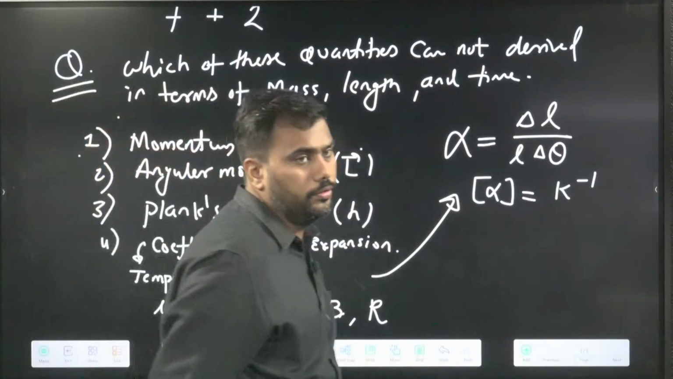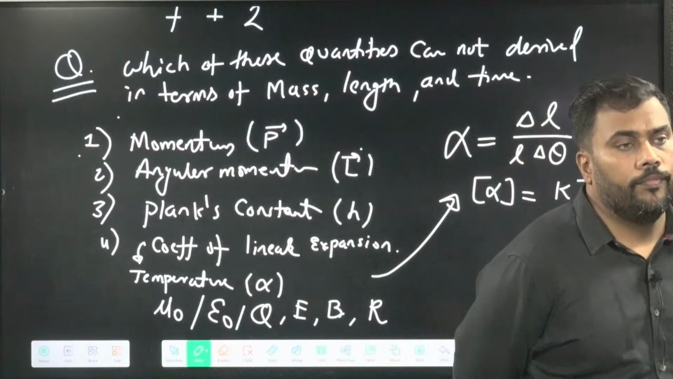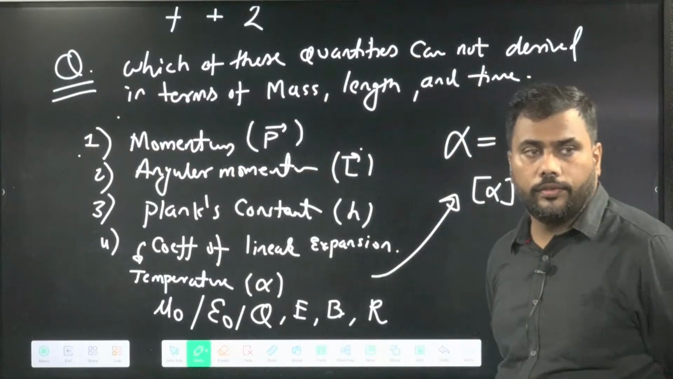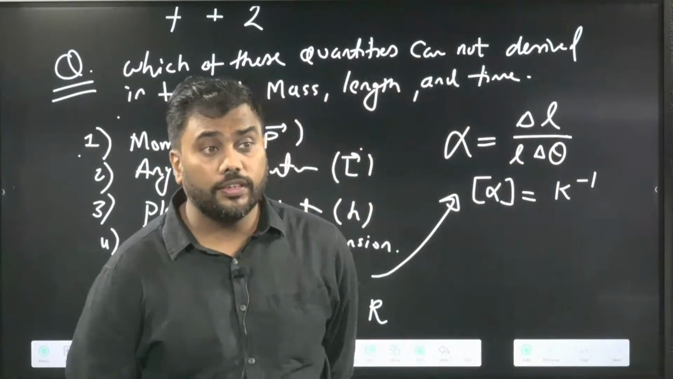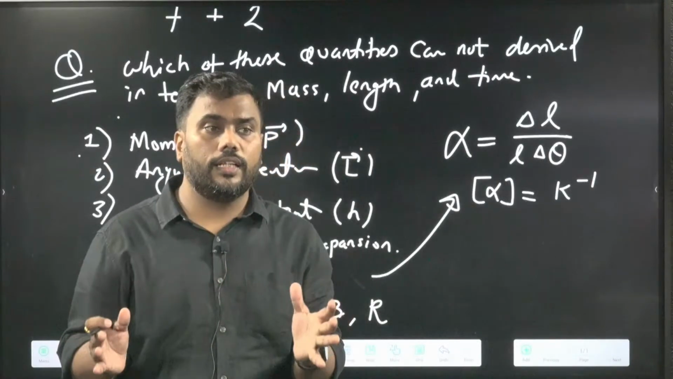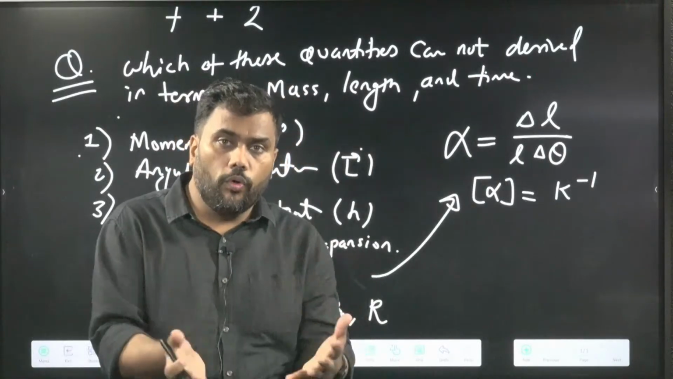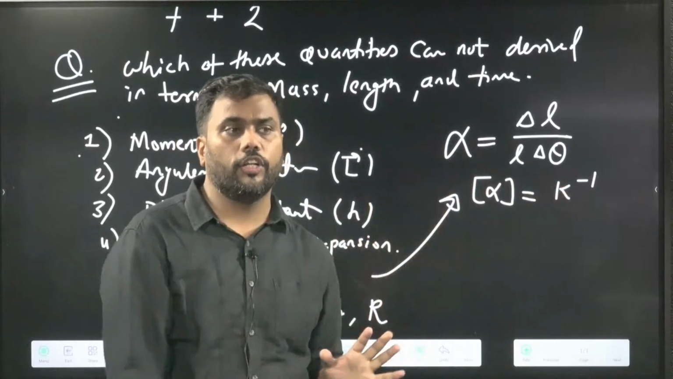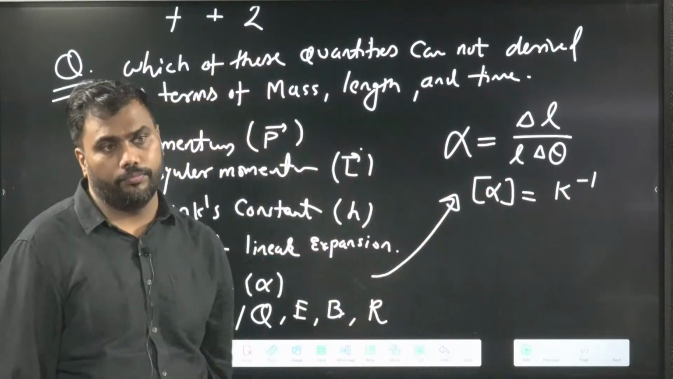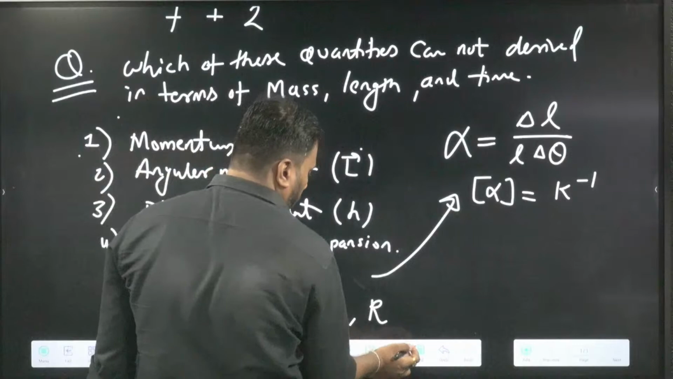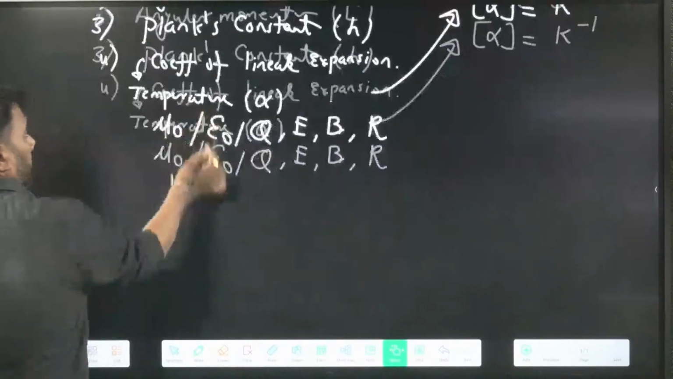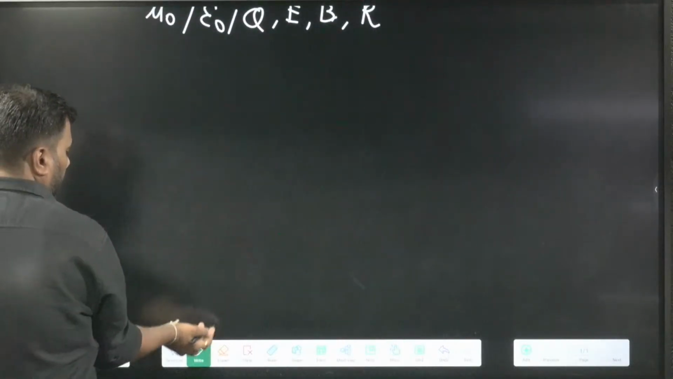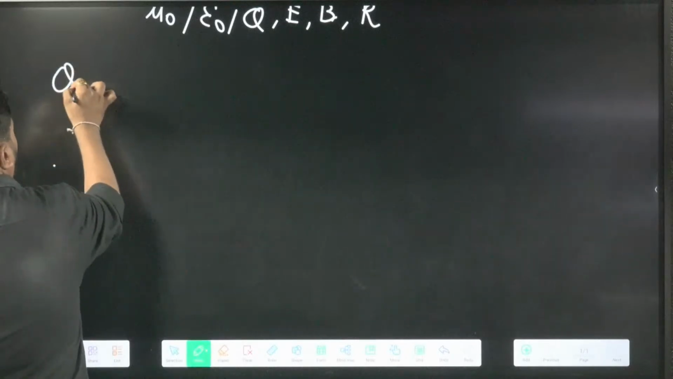Is this understood? Any physical quantity which contains more than mass, length and time cannot be derived using only mass, length and time. Okay, so we have done one example question today. Let us do one more example question.